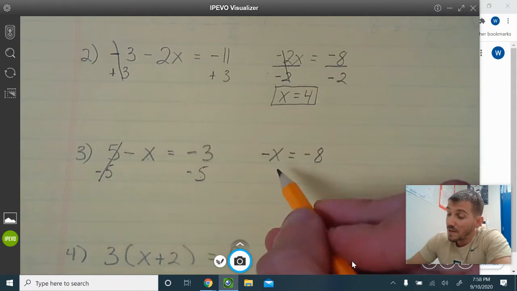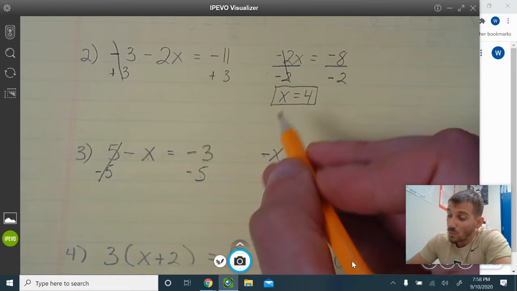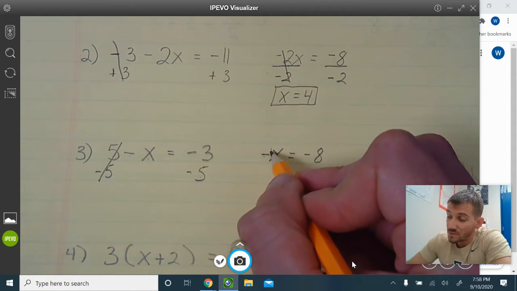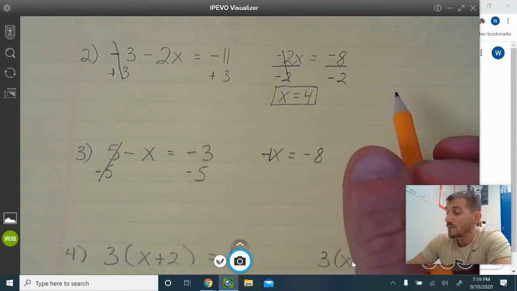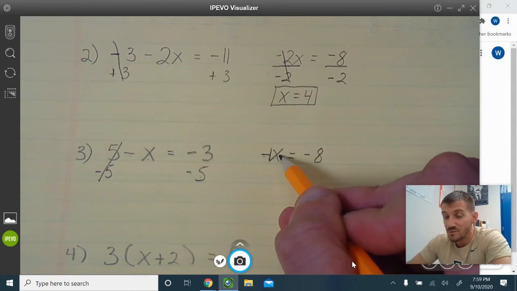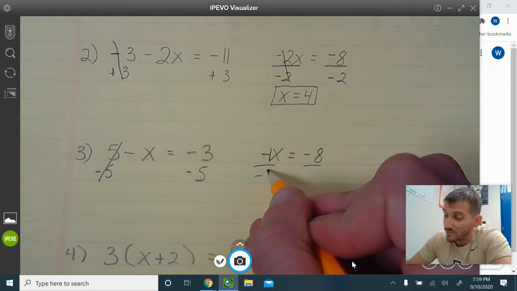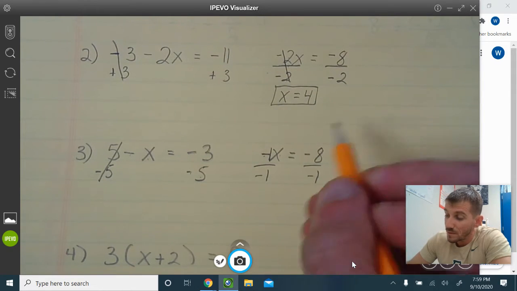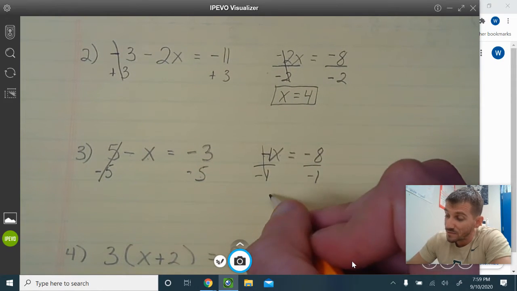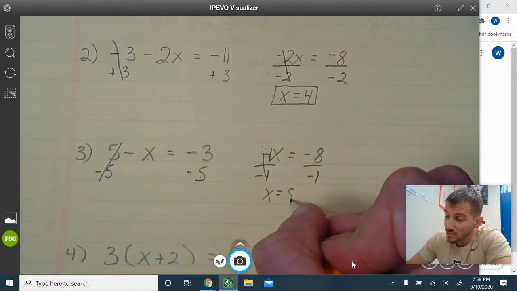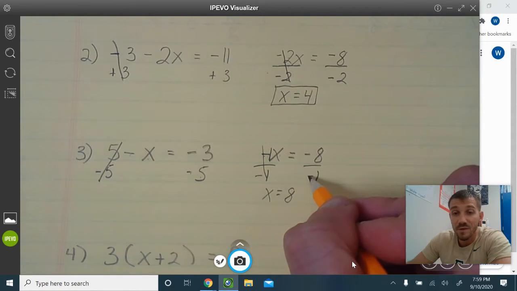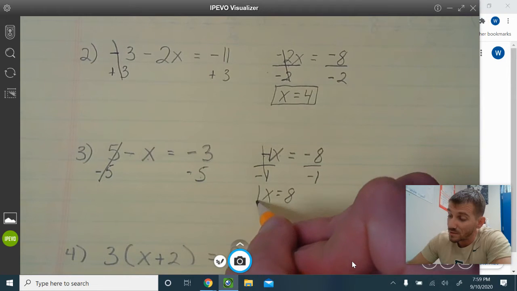Final step, how do you get rid of a negative 1? Remember, there's an invisible 1 right there. Well, that's negative 1 times x. You get rid of that by dividing both sides by negative 1. Again, this becomes positive x equals, negative over a negative is positive, 8 divided by 1 is 8.